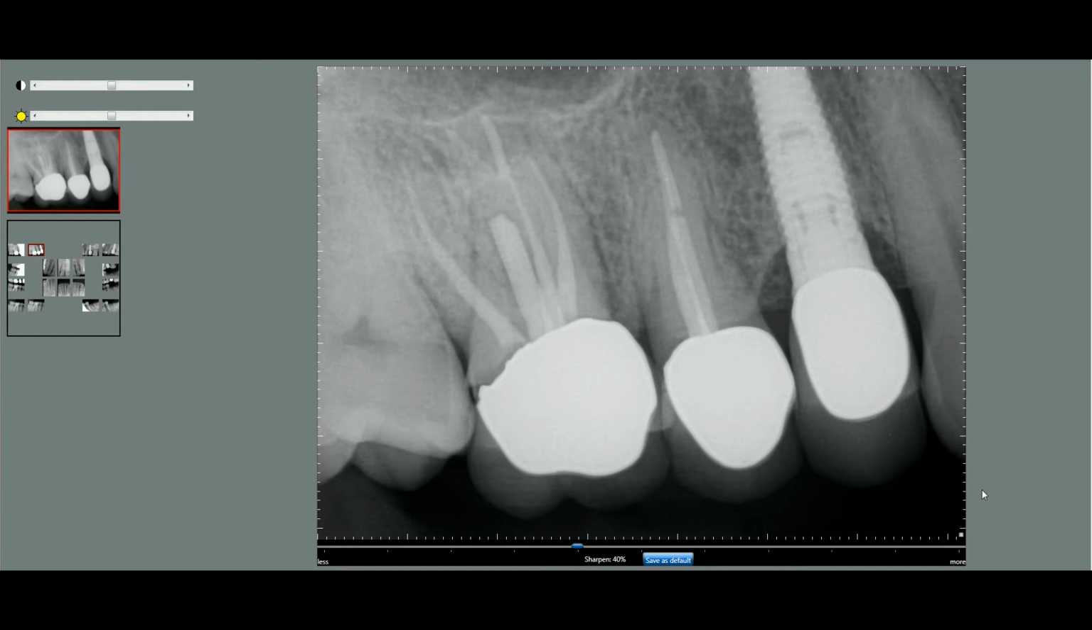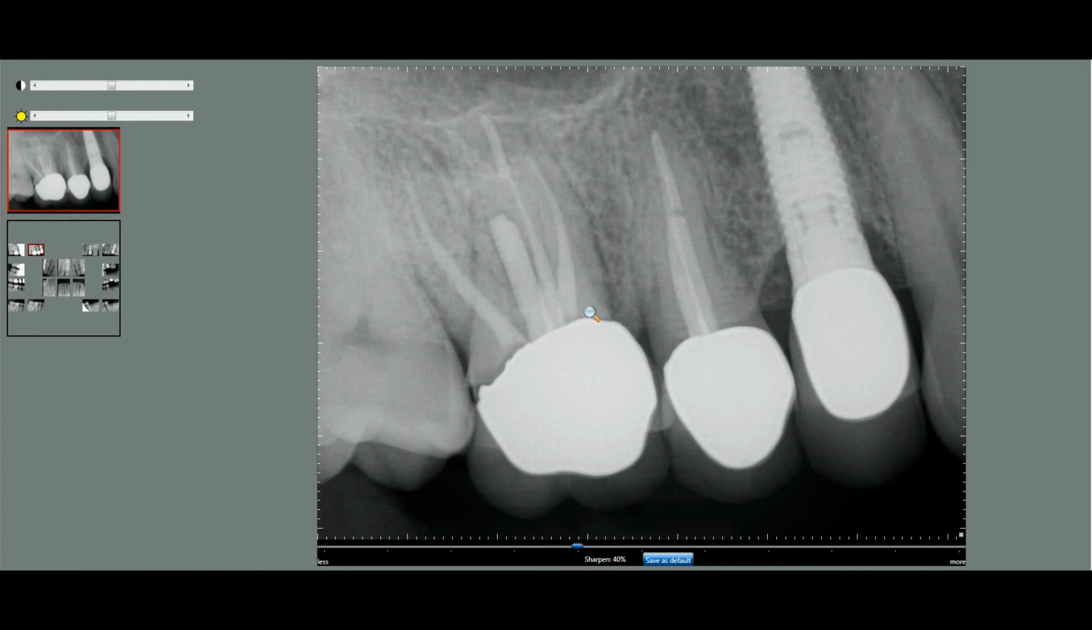Today I want to show you a case of a patient who was having problems with a tooth that had a root canal that ended up being more than either of us expected. The tooth in question was her upper right first molar here. Here you can see the molar we're talking about with the root canal and the crown.